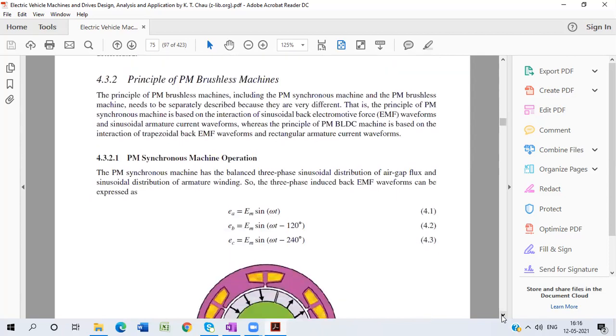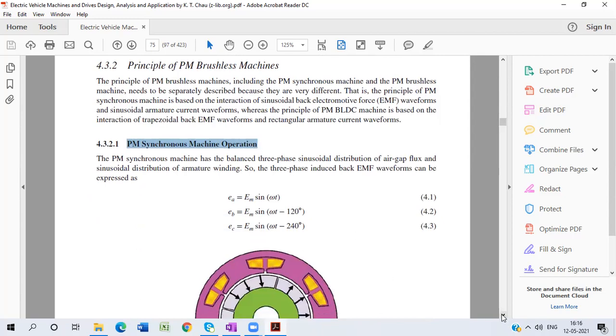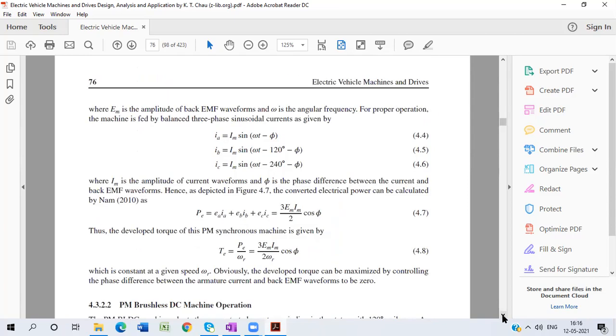Now, this is a very important point: you have to go to the permanent magnet synchronous machine operation. Operation means you have to find the power output equation. We have already derived this equation in the starting offline session. In a synchronous machine, you have to know which parameters the power output depends upon, and what the equation is. In the same way, you have to know the torque equation of the PM synchronous machine.